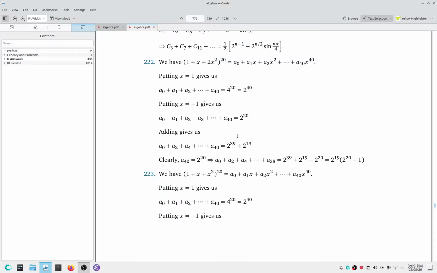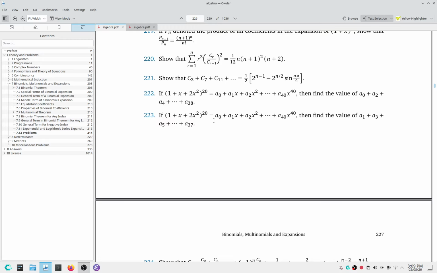So we have got three such equations, and clearly we have a40 is equal to 2 to the power 20. So a0 plus a2 plus a4 up to a38 is equal to 2 to the power 39 plus 2 to the power 19 minus 2 to the power 20, which is equal to 2 to the power 19 times 2 to the power 20 minus 1.